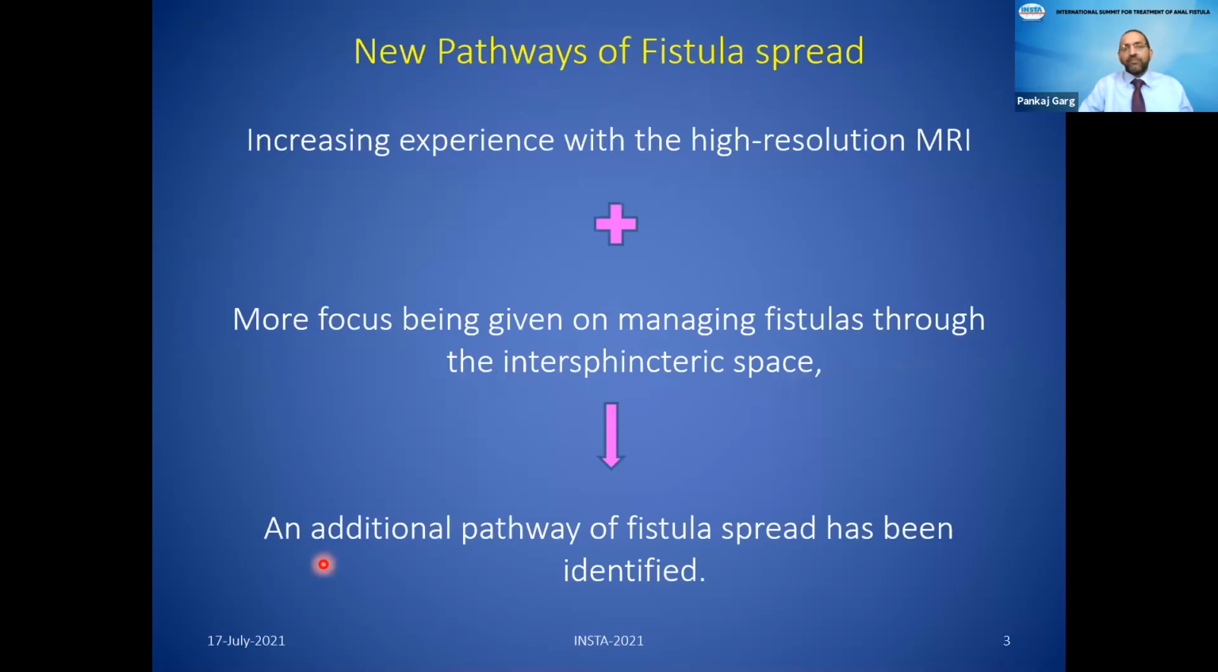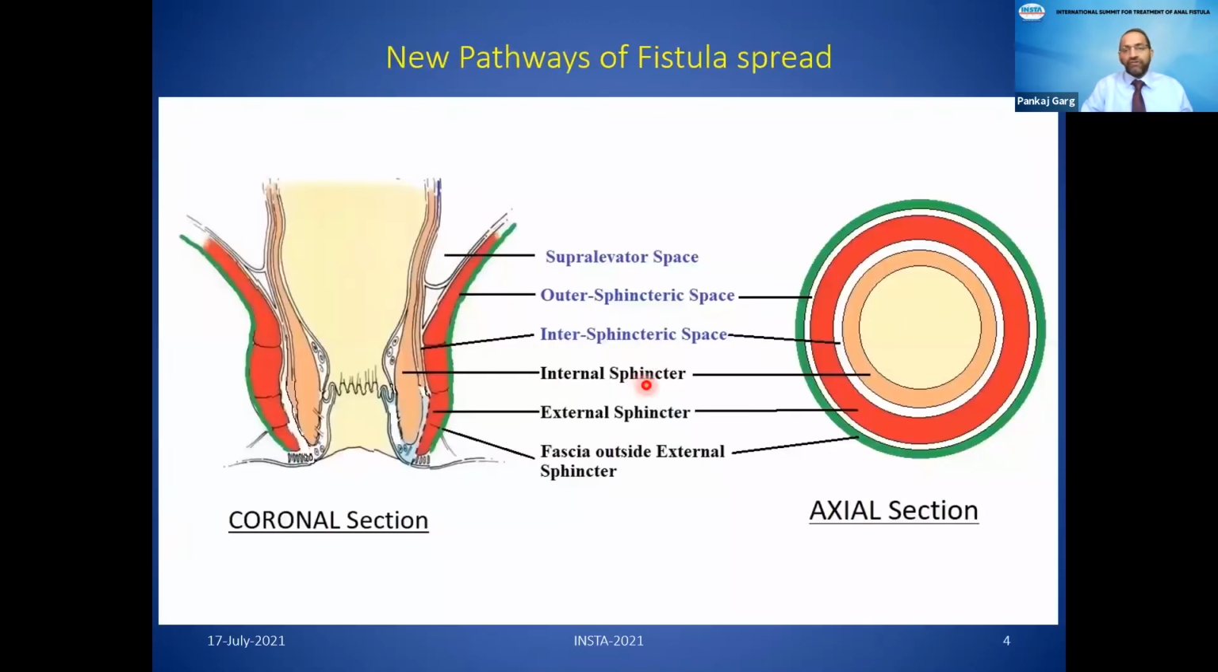With increasing experience with high resolution MRI and more focus being given on managing fistulas through the intersphincteric space, an additional pathway of fistula spread has been identified. If you see here, this is the internal sphincter, this is the external sphincter, and this green color is the fascia outside the external sphincter. The conventional intersphincteric space is between the internal and the external sphincter.